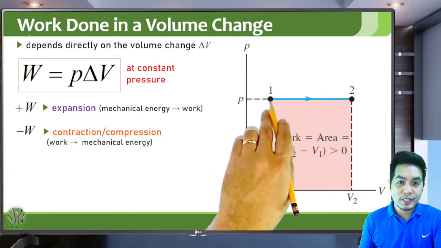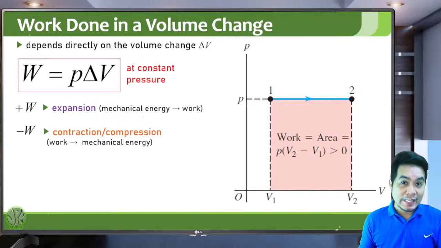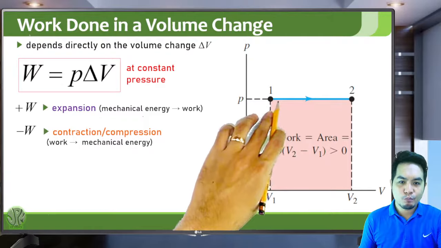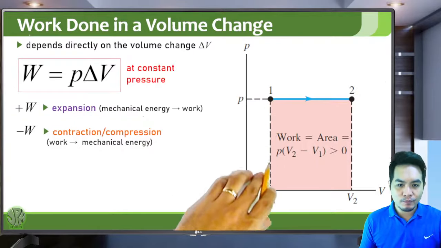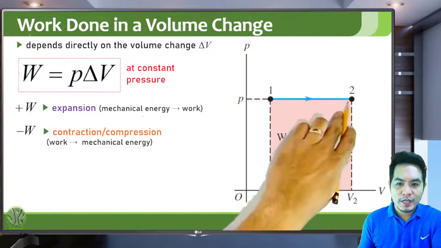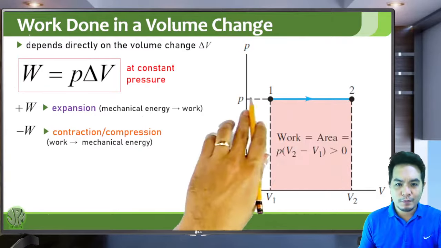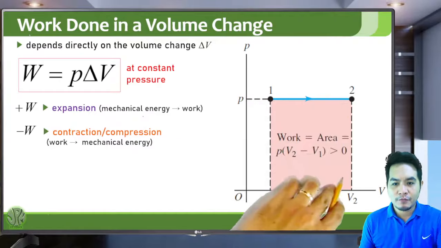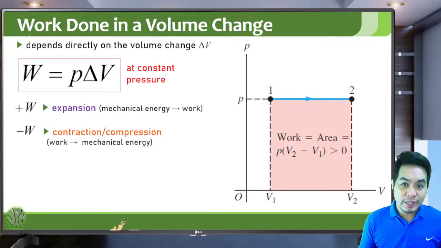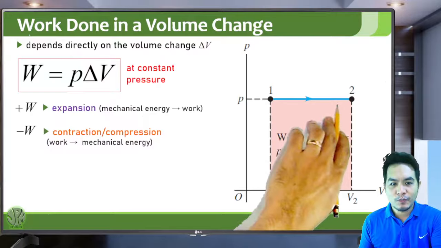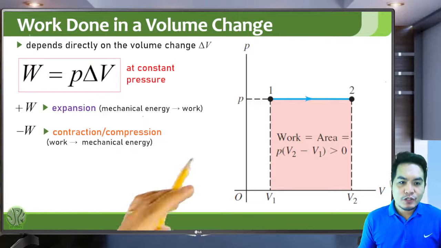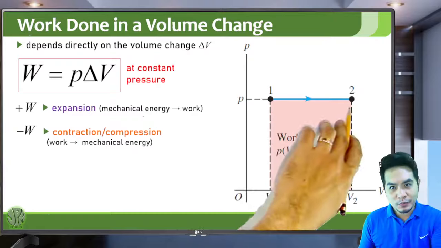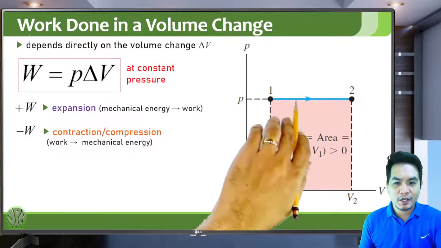The points in a PV diagram again represent a state of a system. So state 1 represents the state of a system with pressure P and volume V1. State 2 represents the state of the system where its pressure is P and its volume is V2. So if the state of the system changes from 1 to 2, there will be a volume expansion, and the work done in the process 1 to 2 is equal to the area under this curve.